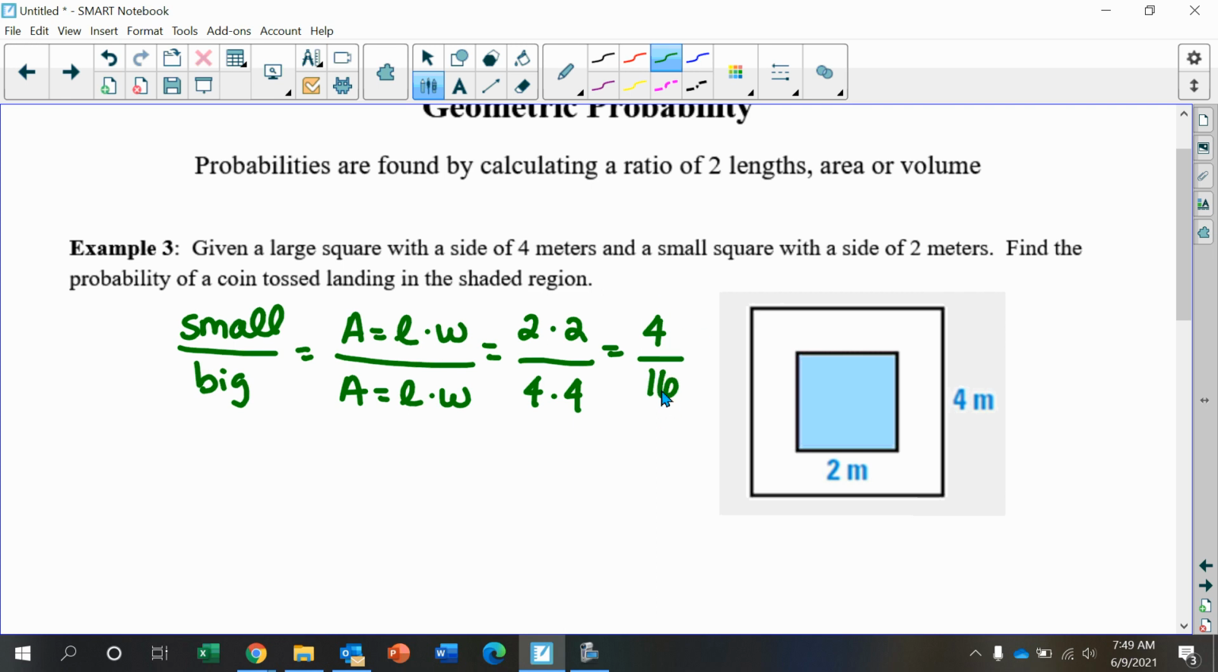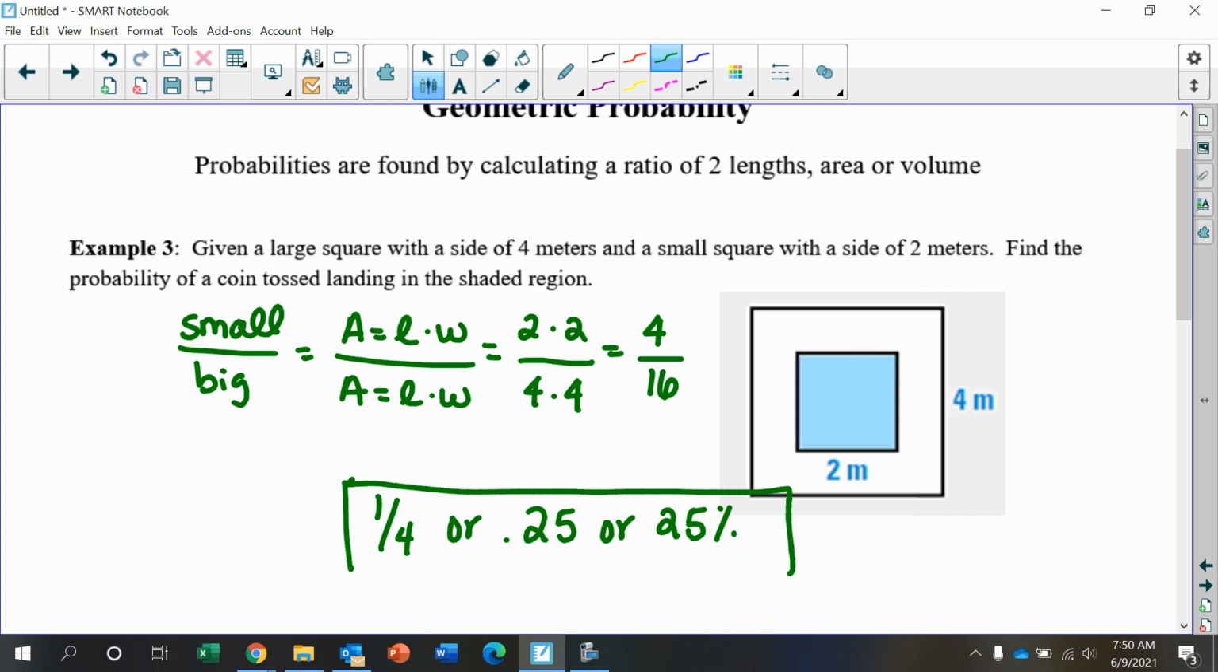Okay, so that's my probability. I can simplify it. So I'm going to say 1/4 would be my answer if I simplified, or 0.25, or 25%. Now I believe this is a multiple choice question, so depending on what your answer is in, that's where you want to leave it.